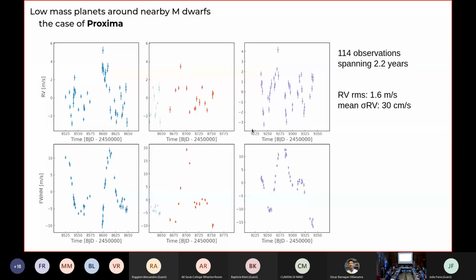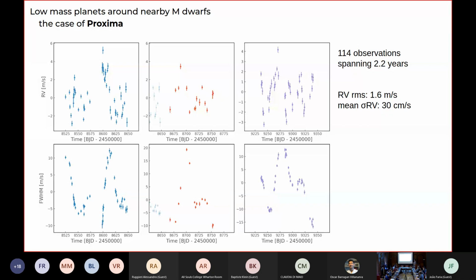So we kept observing Proxima. This is the initial data that we used back in 2020. We got another campaign to try to confirm, because in that initial paper we found the first hints of a signal at 5 days with a very small amplitude, and so we got extra data to confirm it.